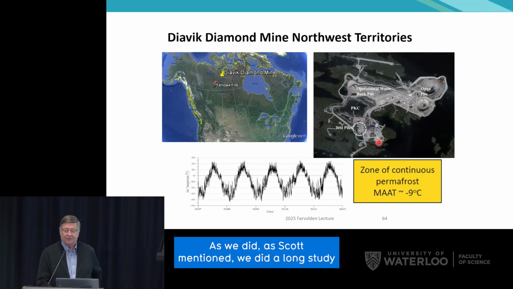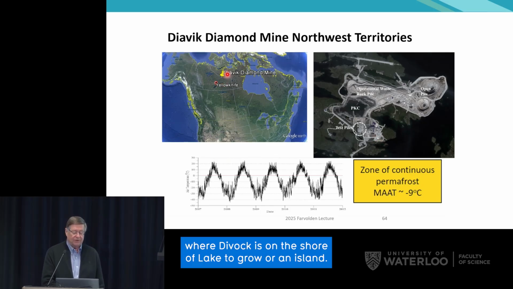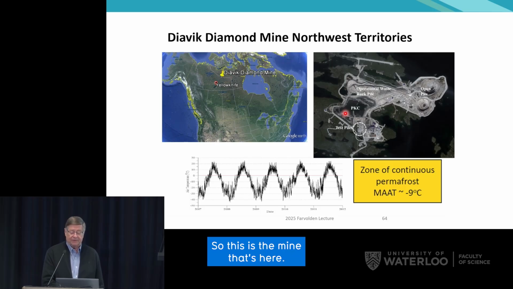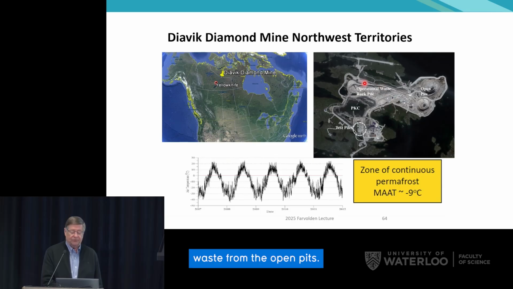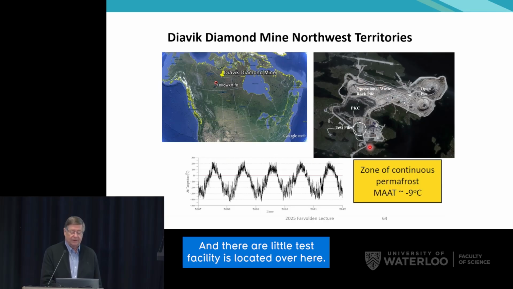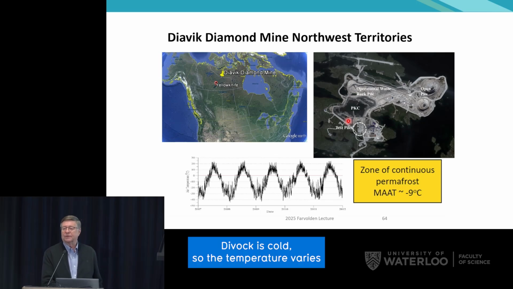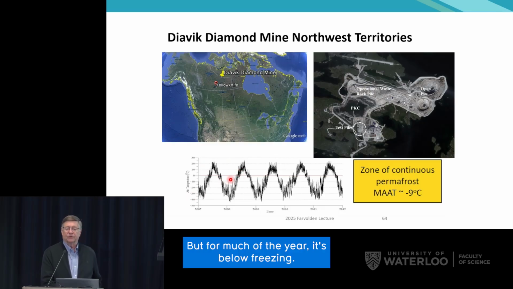We did, as Scott mentioned, a long study at the Diavik Diamond Mine in the Northwest Territories. So that's where Diavik is, on an island in Lac de Gras. So this is the mine that's here. There are 2 open pits at this time. There's a waste rock pile that was waste rock from the open pits, and our little test facility is located over here. Diavik is cold. The temperature varies from about minus 40 to about plus 25, but for much of the year it's below freezing.